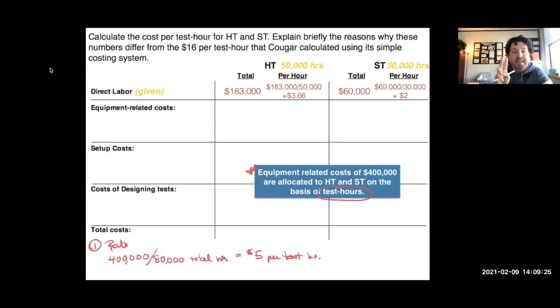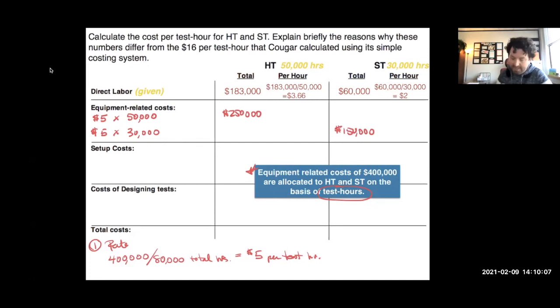Now we use the rate to allocate the cost, and we're only doing equipment-related costs right now. Okay, so we're going to take that $5 rate and multiply it times the activity consumed by each type of test. So heat test took 50,000 hours, and that's $250,000, I believe. And my rate times the consumption of stress test hours was 30,000 hours, and that's 150,000, I believe. So we're part of the way there.